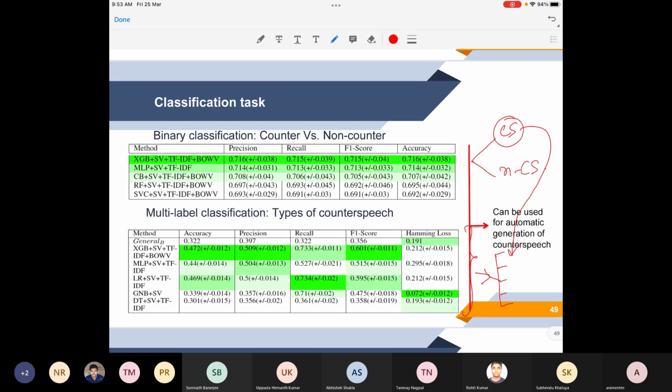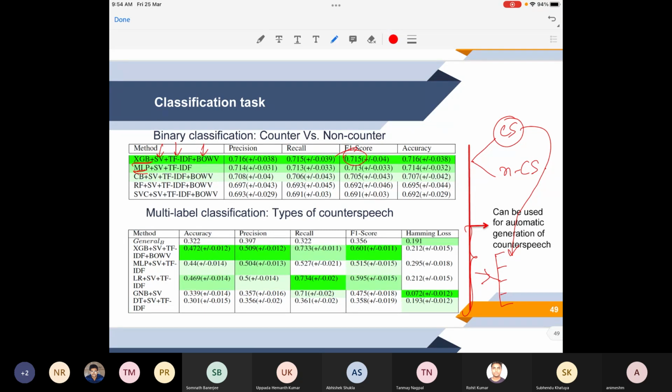At that time, deep learning was still becoming popular, and we saw that even using some very simple features like the sentence vector, the TF-IDF, the bag of word vectors, with a standard classifier like XGBoost or MLP, etc., gave us pretty decent results. Like we had an overall F score of 71%.